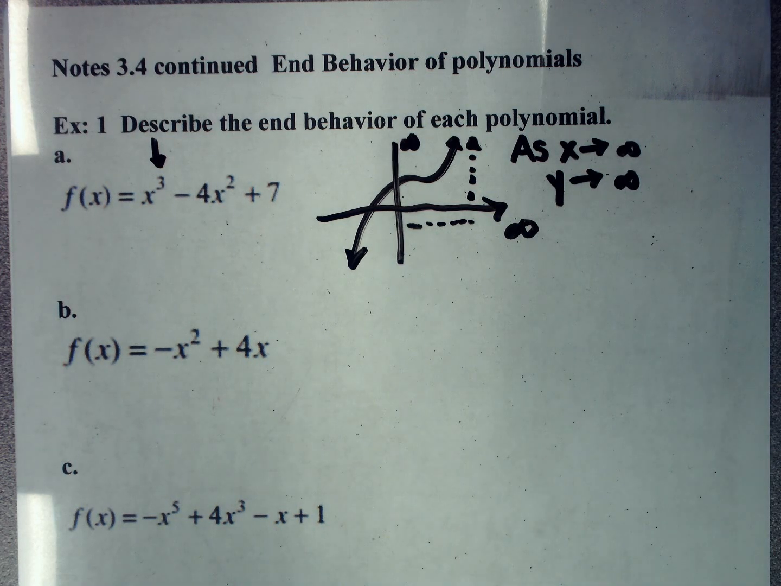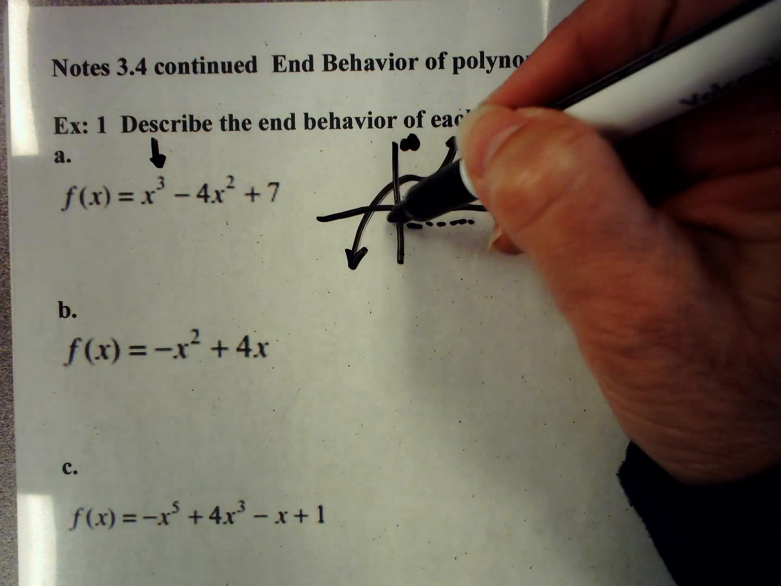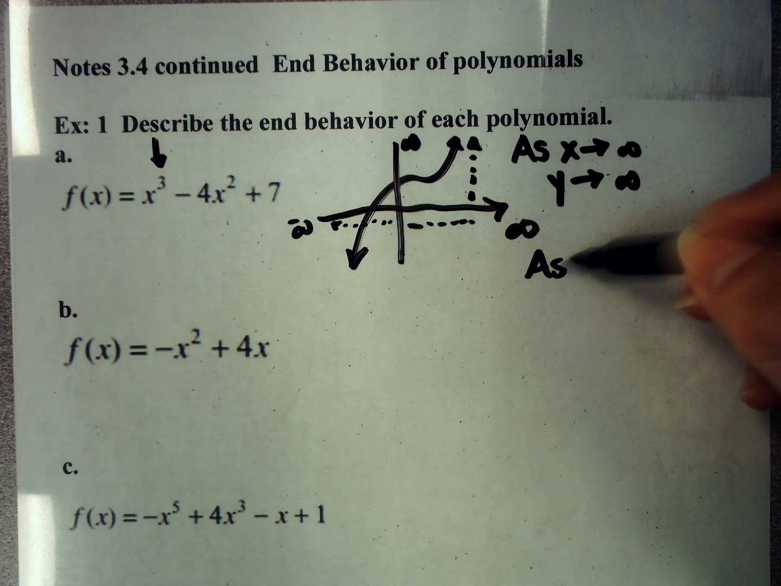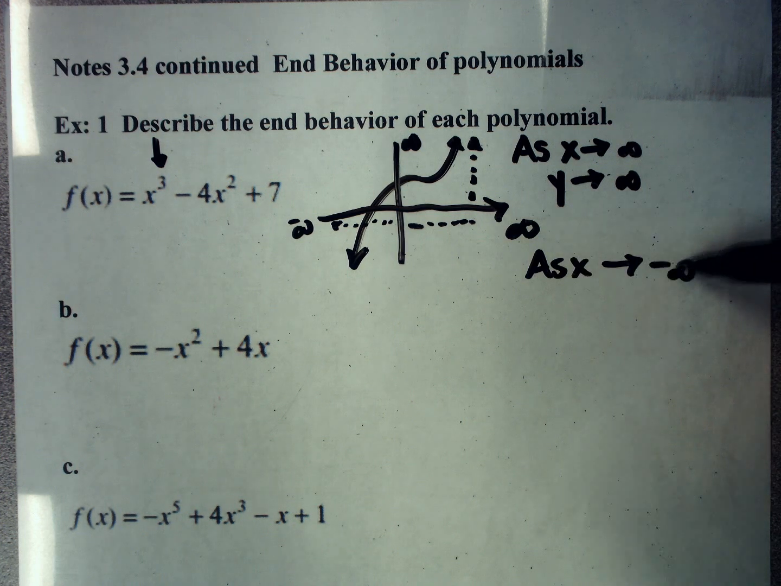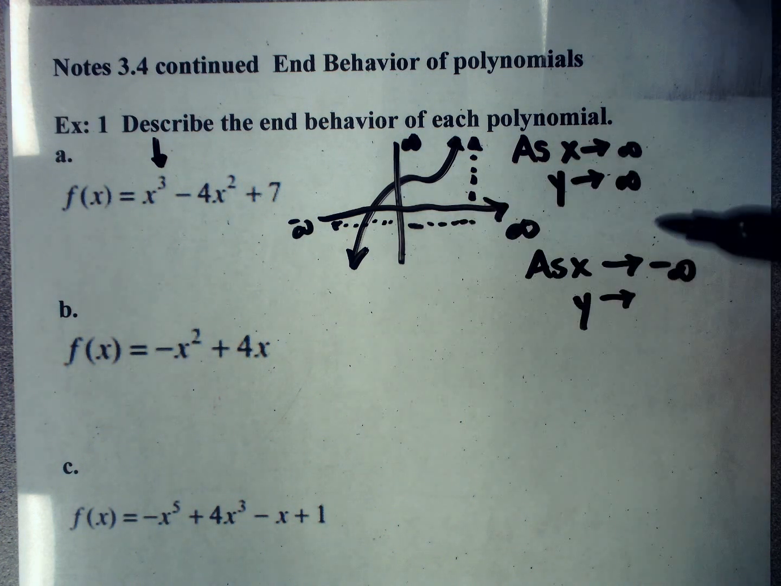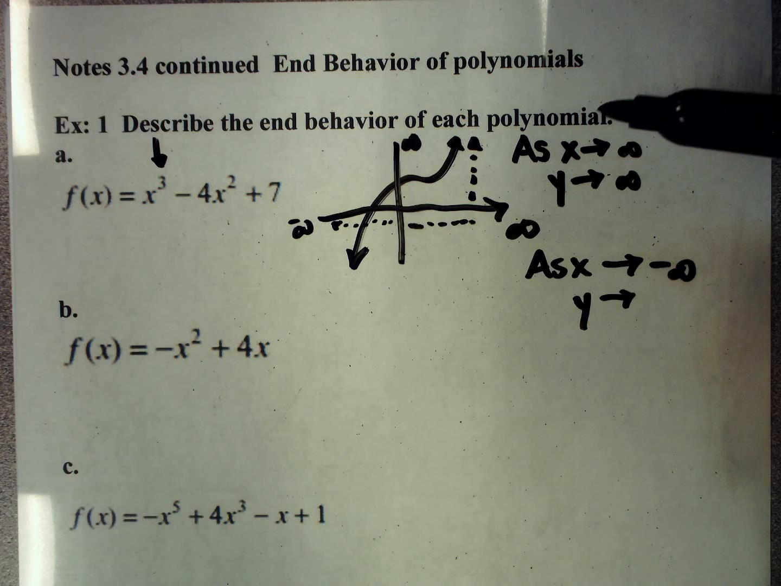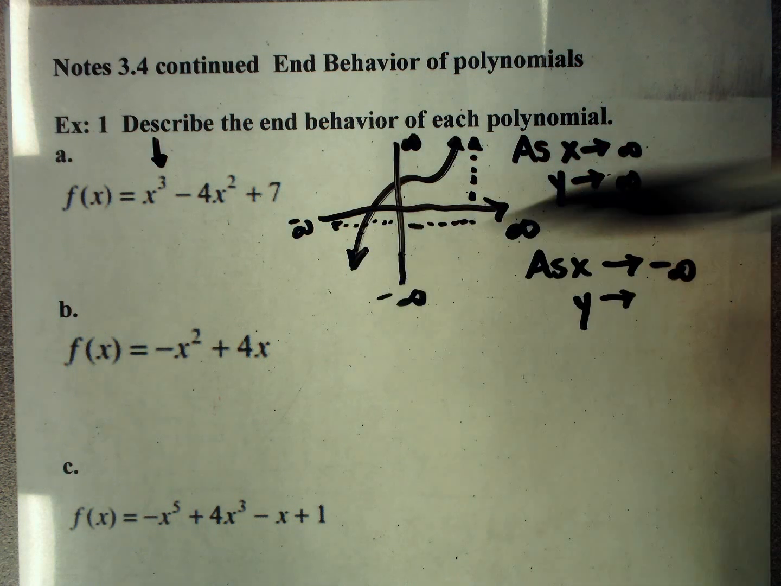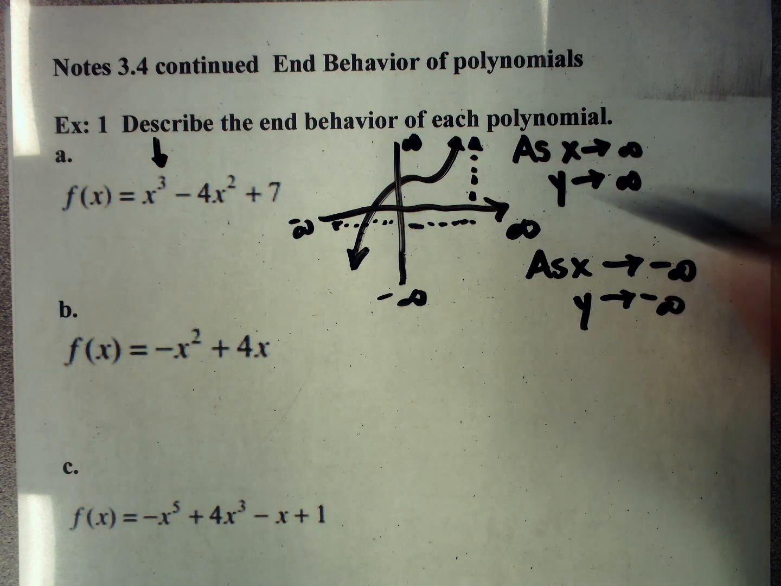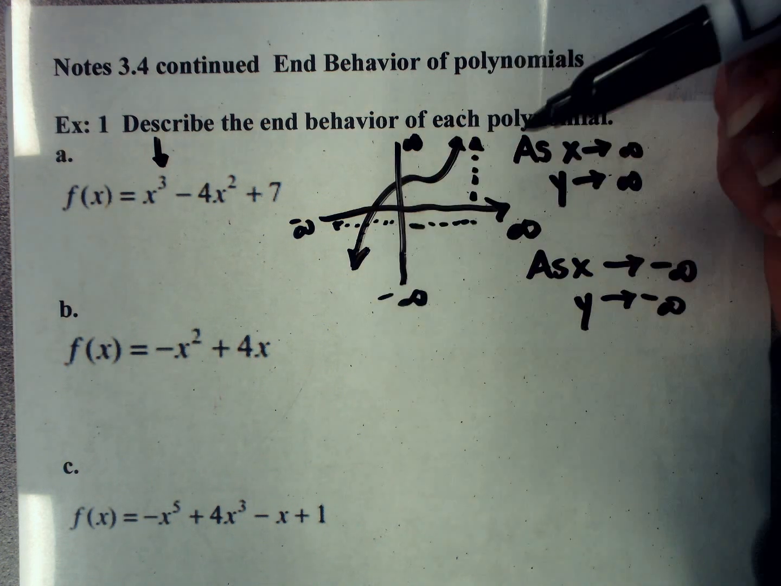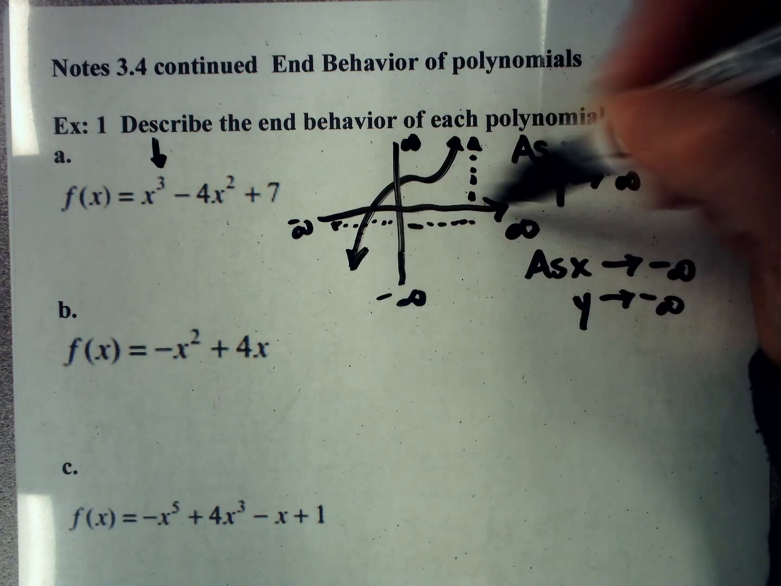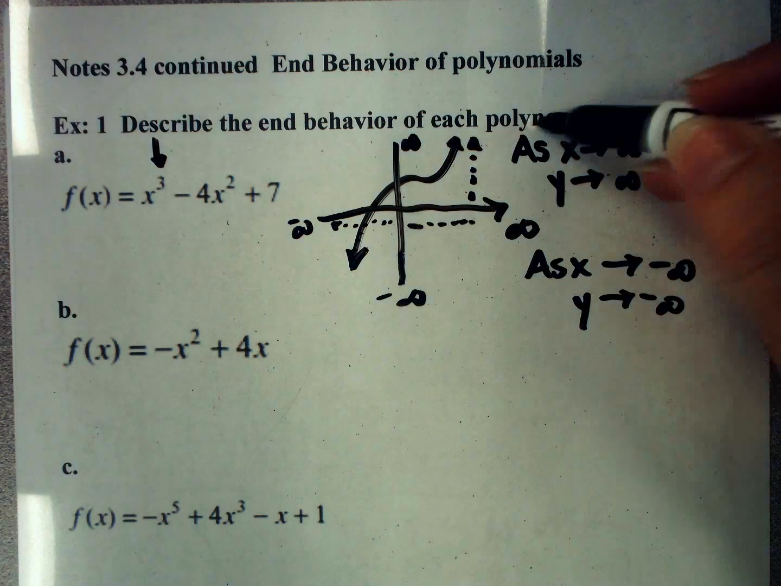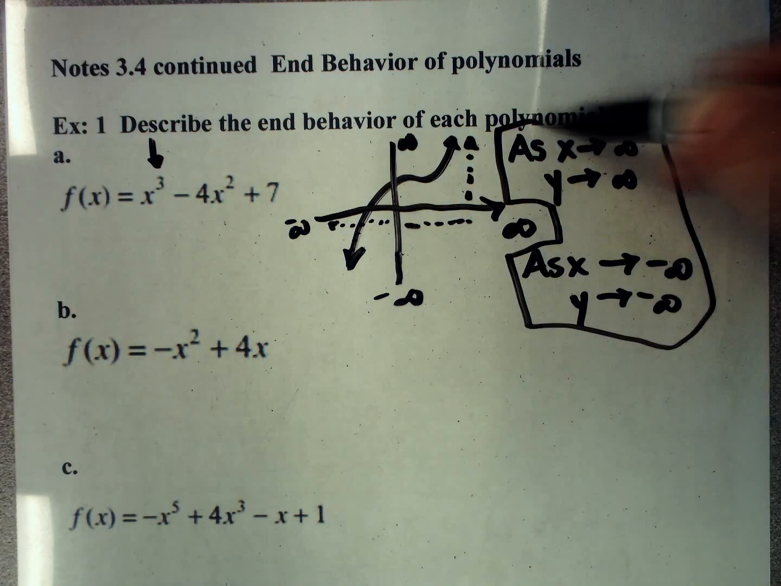Okay? Now, as you plot x values going towards negative infinity, where are the y values going on that end? All these y values are going towards negative infinity. So up is positive infinity, down is negative infinity, left is negative infinity on the x, and to the right is positive infinity. So both of these are part of your end behavior. You have to write it like that.